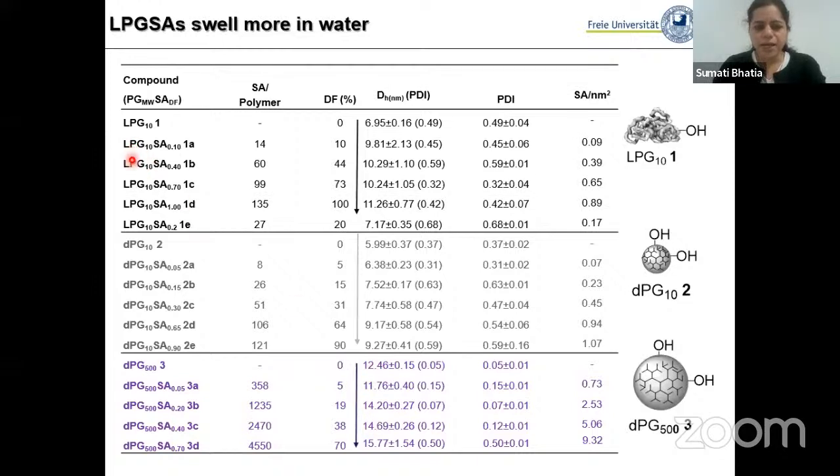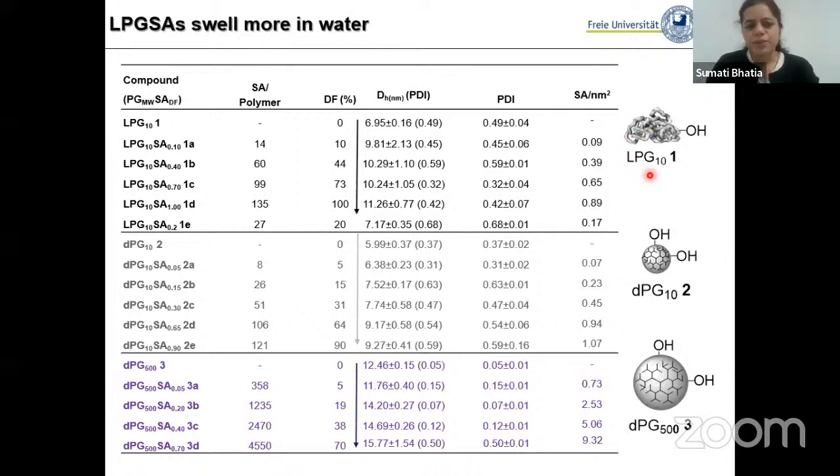So if we compare 10 kDa LPG and 10 kDa DPG, linear and dendritic, we see that the increase in the hydrodynamic diameter of linear polyglycerol is much higher than the increase of DPG, which shows that LPG swells more in water, and it was expected also, right? And here we see the increase in size only because of the hydrodynamic shell. And here we see the increase in size because of the swelling of the whole polymer backbone.